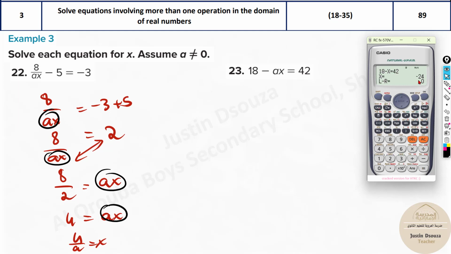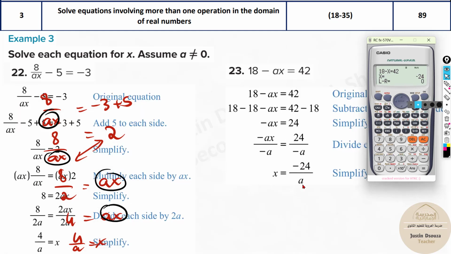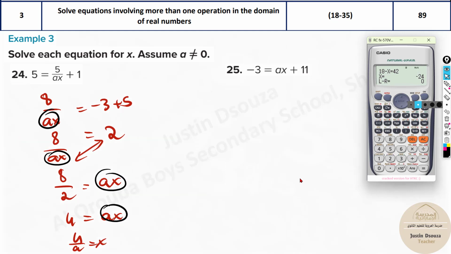The answer is negative 24. But you must write it divided by a. So you can see minus 24 by a. That's it. So based on this method, you can solve literally anything.